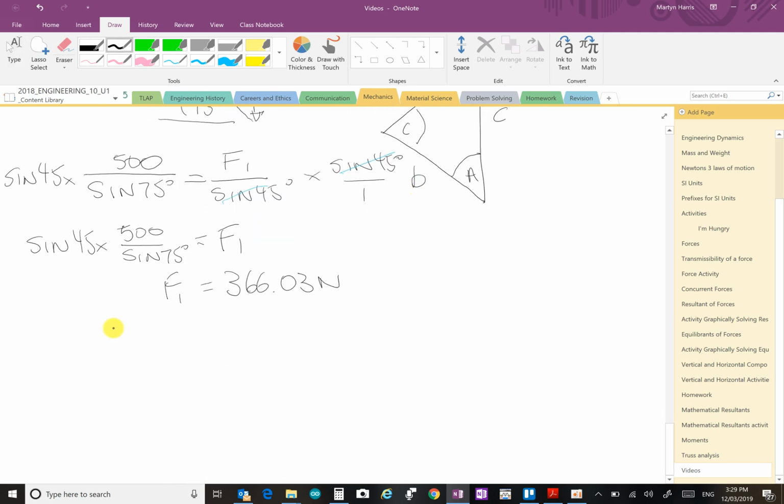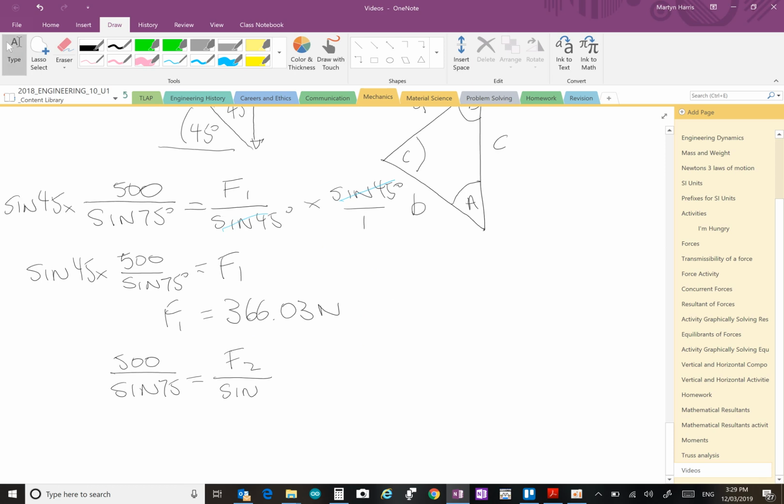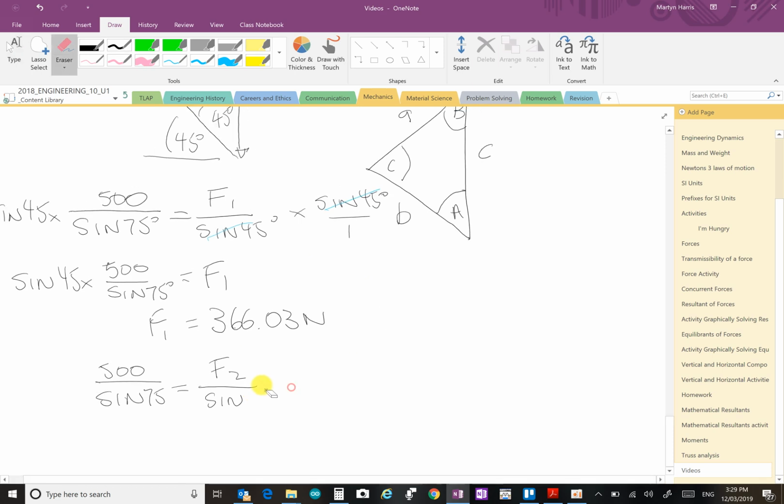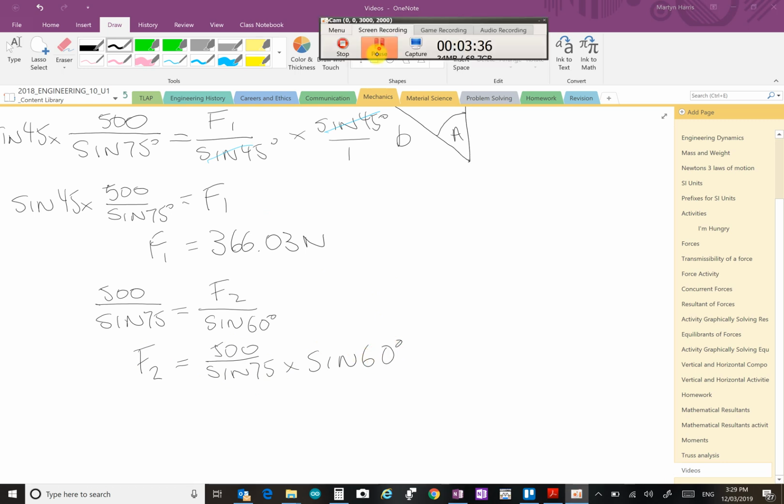Okay, so we're going to do the same thing for force 2. So again, start with 500 over sine 75 equals force 2 over sine what? What's force 2 opposite? 60. So we're going to plug that in, sine 60. Oh, that just jumped up there for some reason. Sine 60. And if we times both sides by sine 60, we end up with force 2 equals 500 over sine 75 times sine 60.